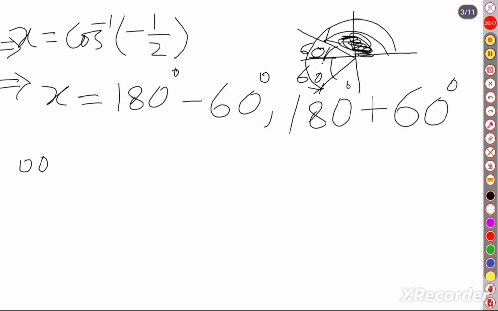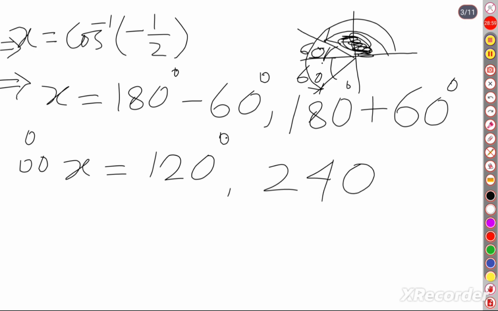Hence, finally we are getting our roots: 120 degrees as well as 240 degrees. There is no more value acceptable in the given domain, so we can take only these two values. That is the answer to this question. I think you have understood better than the previous one.